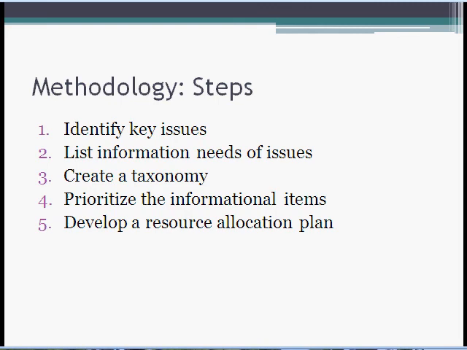In order to assess the information needs of an organization or an individual, we need to first identify key issues. Then, we need to list the information needs or the factors that will affect the final decision. After determining these, we will need to create a taxonomy, which is the matrix of data that will help us to analyze it. We then need to prioritize the information items that will allow us to finally develop a plan that addresses our issues in the order of their priority.